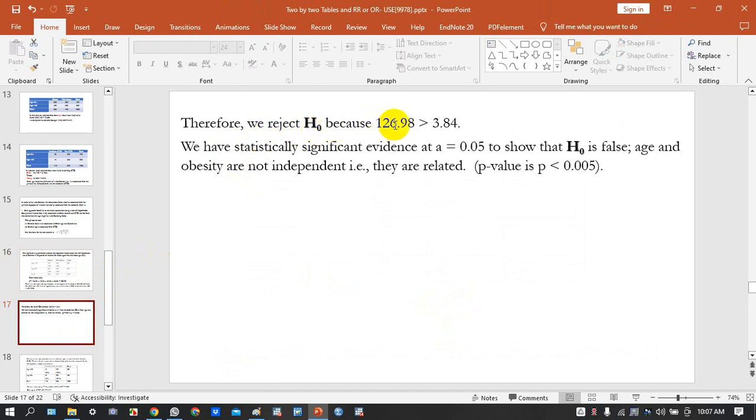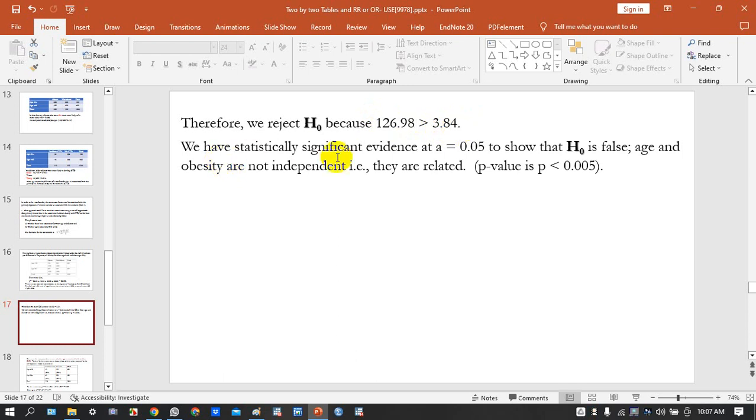because 126.98, which is our chi-square value, is greater than the critical value. Then the critical value represents the null hypothesis. So we reject it because what we are getting from our study or our research defeats what people already know. Our findings have conquered it. So that is why the chi-square value is higher than the chi-square value of what people already know.